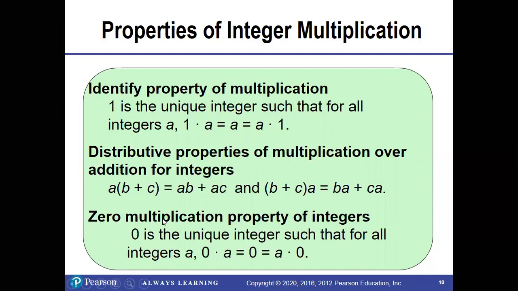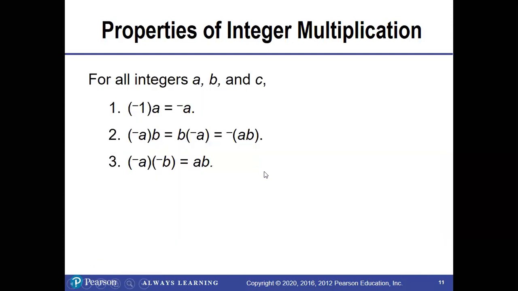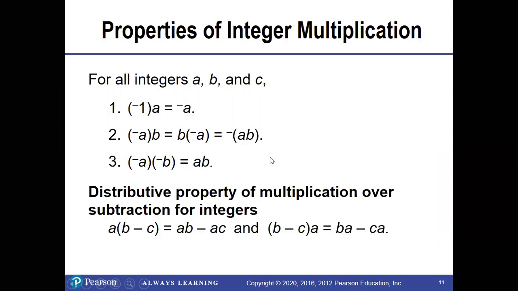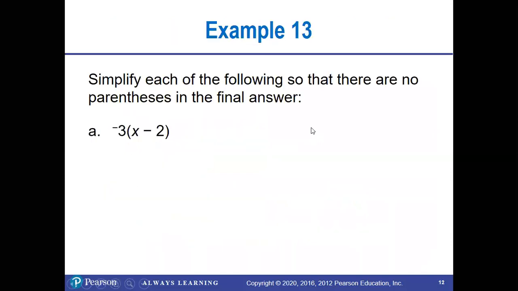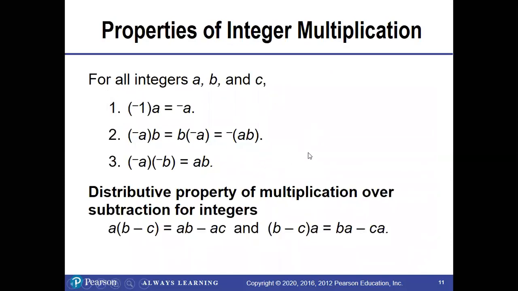Okay, and then of course in multiplication we have the zero property. Anything times 0 is 0. Multiply anything by -1 and you get the opposite sign. You multiply two negatives, you get a positive. You multiply a negative by a positive, you're going to get a negative. And then you have distributive property over subtraction, which means you have to have a subtraction sign.